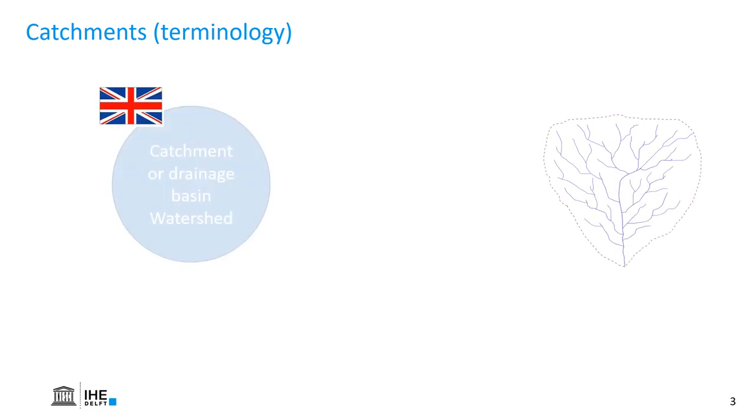There is some confusion in the terminology of the word catchment in English. In British English, the word catchment refers to the surface area for which all the water drains to one outlet. This is also called a drainage basin. The term watershed refers to the drainage divide, which is indicated with the red dotted line in the picture.